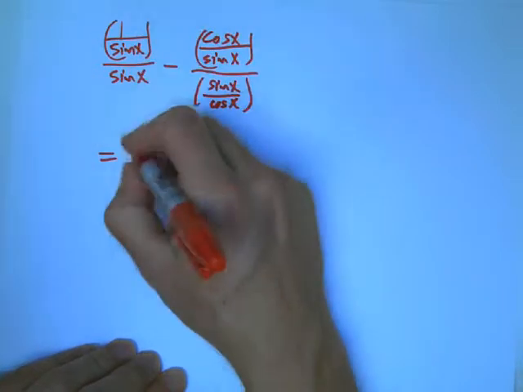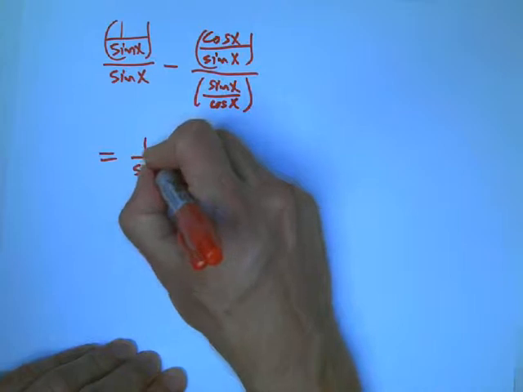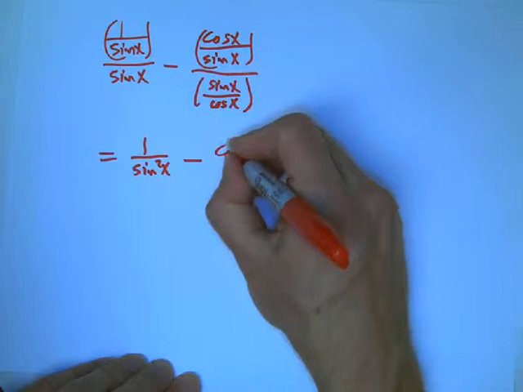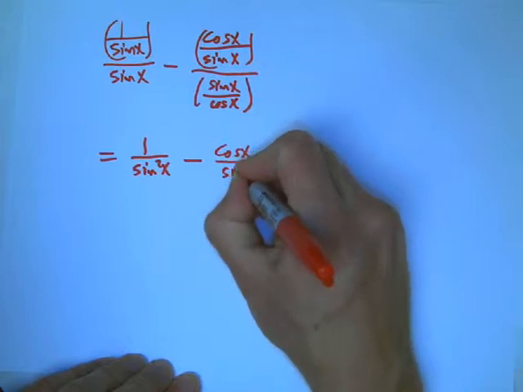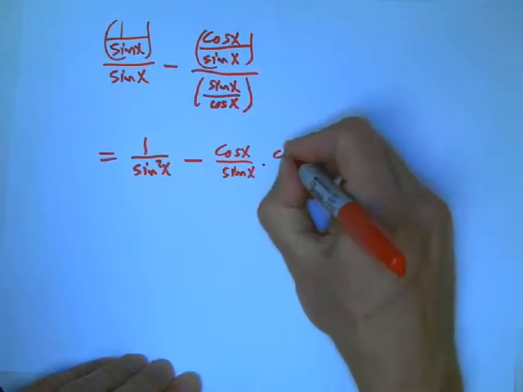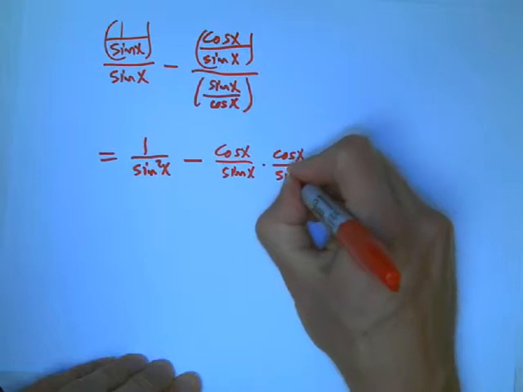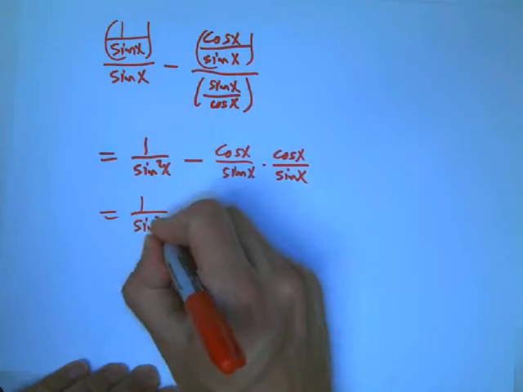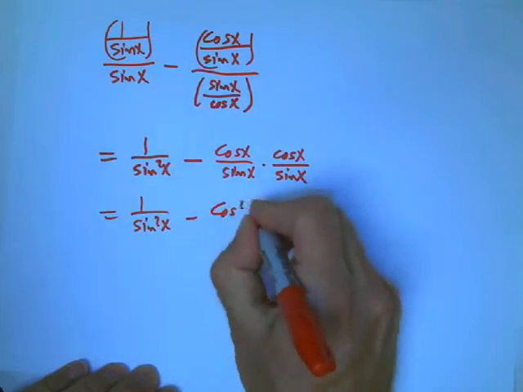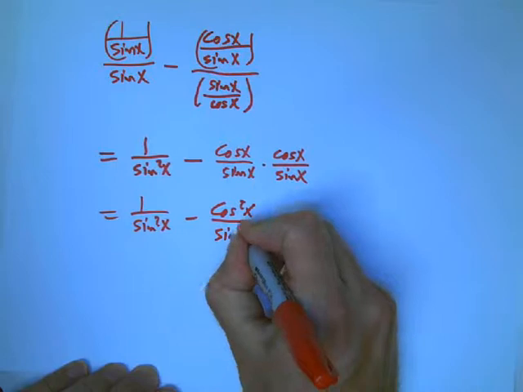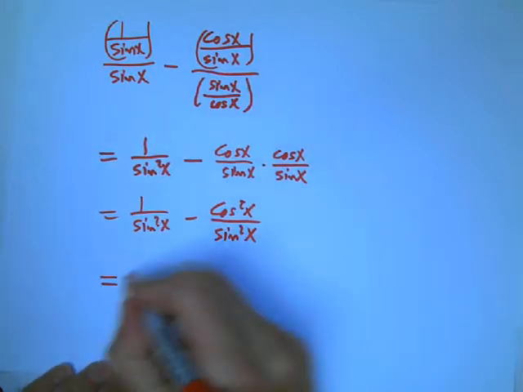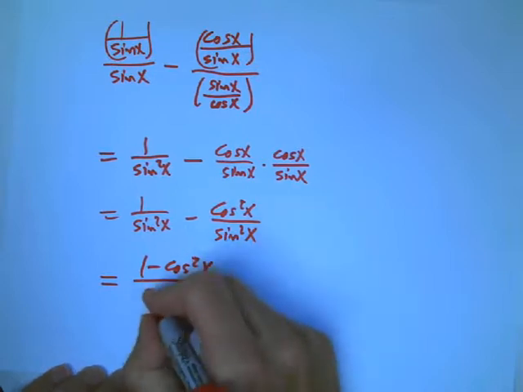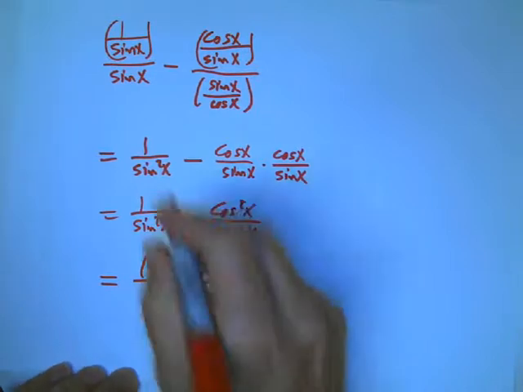Whew, that looks kind of messy. But if we simplify the fractions, that's 1 over sine, and dividing by sine means times 1 over sine. So that's just 1 over sine squared. Then cosine, let me do that one carefully. Cosine x over sine x times the flipped version. Okay. So that's 1 over sine squared x minus cosine squared x over sine squared x. Put it over a common denominator.